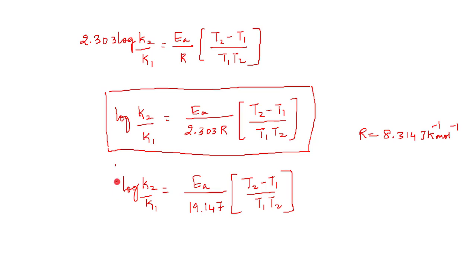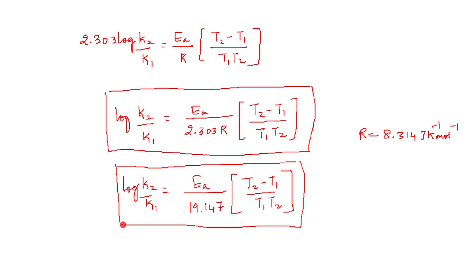So very important formula. Arrhenius equation can also be written in this manner. Arrhenius equation at two different temperatures can be written as log of K2 by K1 equal to EA by R, or EA by 2.303 R, or EA by 19.147, T2 minus T1 divided by T1 T2, right? Numericals for 3 marks are based on this formula, right? In the next session we'll be doing the numericals on this also.